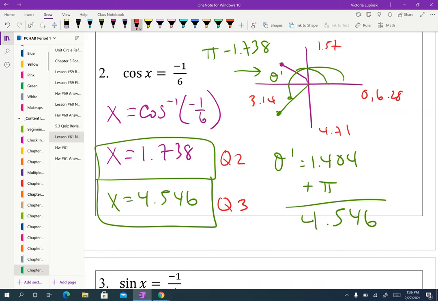If I take the cosine of each of those values, I should get approximately negative 1/6. And again, the reason why I know it's quadrants 2 and 3 is because cosines are x values. And so that's how I know that it's quadrants 2 and 3 where they're negative.